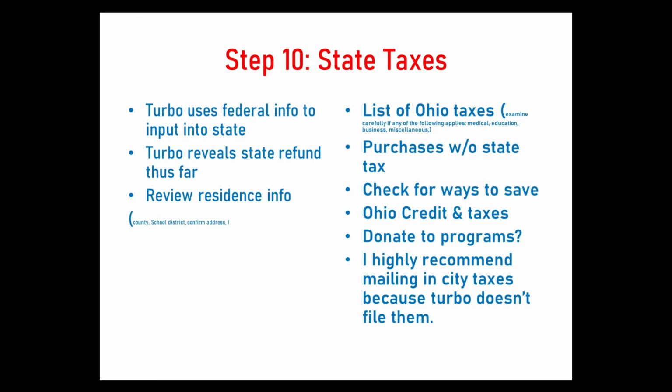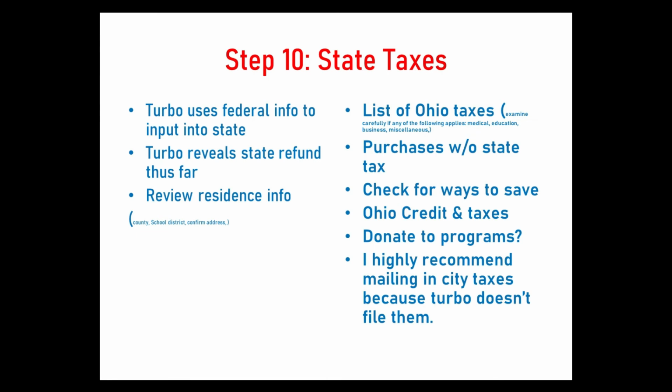Moving on. Check for ways to save. So TurboTax is going to check for ways to save you money. After that, it's going to ask you about Ohio credit and taxes. Again, you can see if any of these things apply. Normally for me, none of them apply, so I normally just continue. Then it's going to ask you, do you want to donate to some programs? And you can go through that list. What you do is your business. I normally don't click on any of those things, okay?